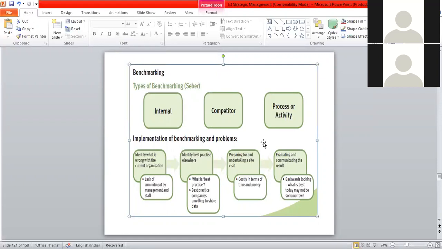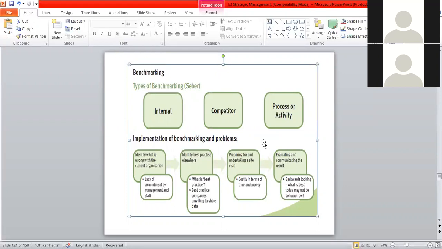Benchmarking can be decided internally. Internally there can be benchmarks or standards decided, or in the external environment also standards can be decided. If it is internal, the performance of one unit can be compared with the performance of another unit. So let's say that there are three business activities under an organization. One entity can be compared with another entity internally within the organization.